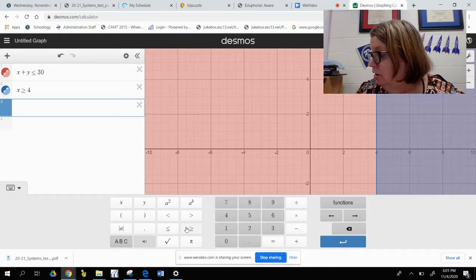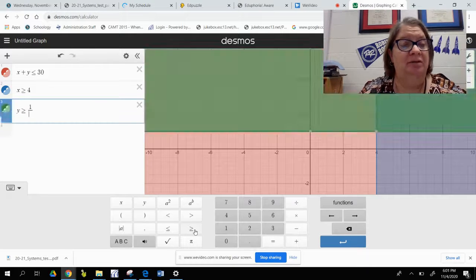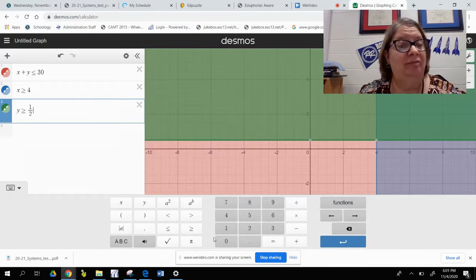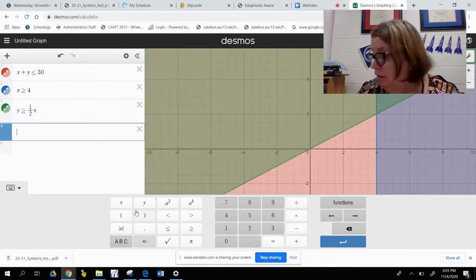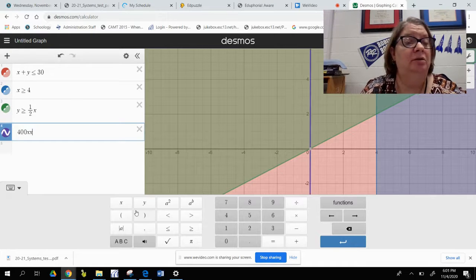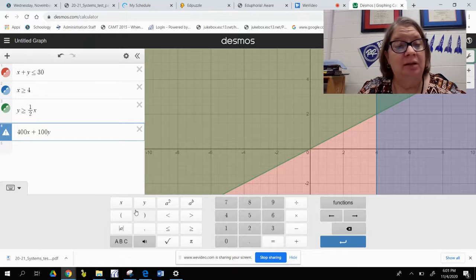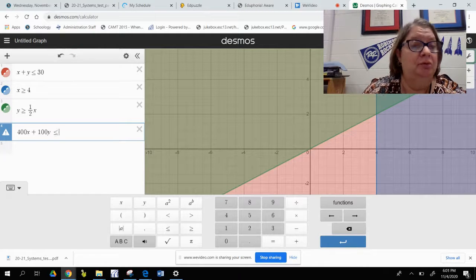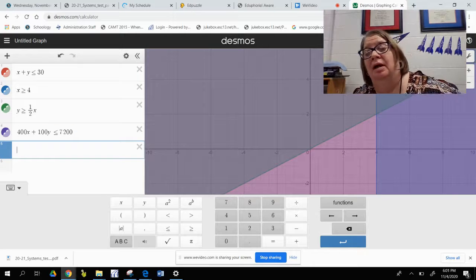Next, y is greater than or equal to 1/2 x. Be sure you get out of that fraction and put your x over there. And then the last one is 400x plus 100y, because each scientist requires 400 square feet, each assistant requires 100 square feet of workspace, less than or equal to 7,200. Okay. Now, what are we looking for?